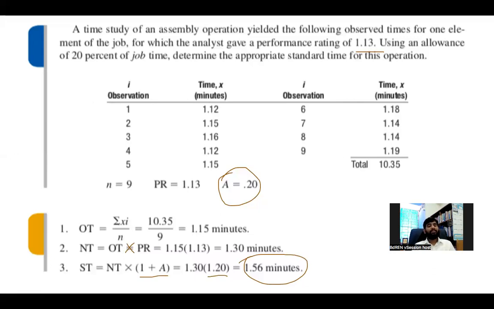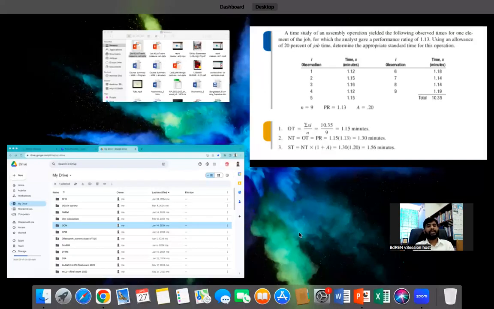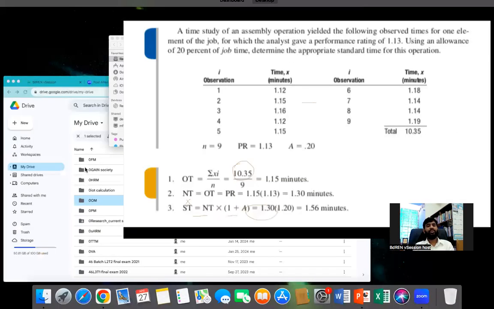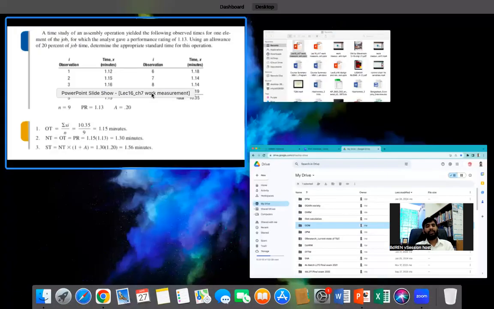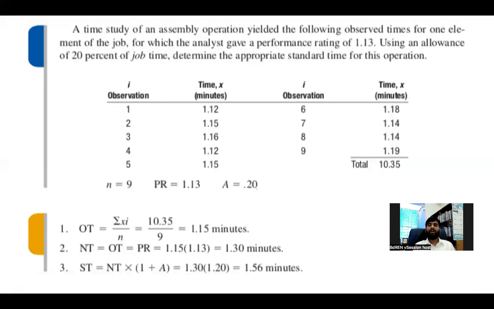The objective of the chapter is to study the time study or stopwatch time study, and to know the standard time. To know the standard time, you have to choose the job first. Say for example, here the job is assembly operation. What is the job? Assembly operation. So we are going to know the time for an assembly operation of a part.